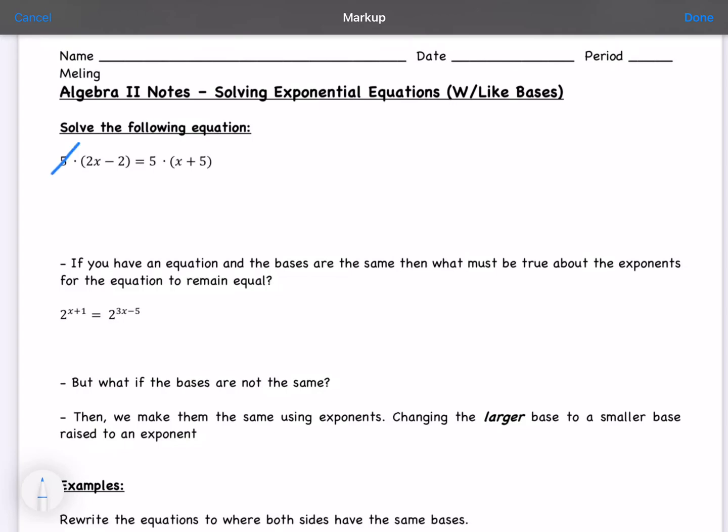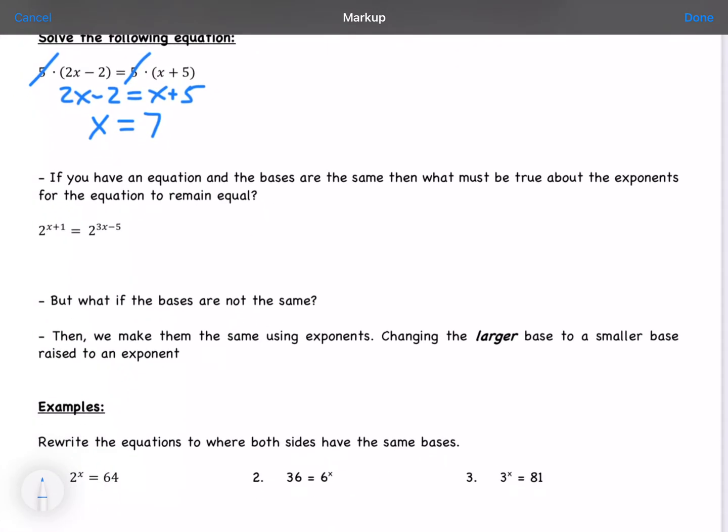Well, we would get rid of the 5's because they both have it. We would divide them out. So then we would just have 2x minus 2 equals x plus 5. We wouldn't actually multiply 5 through by everything. So then when we solve, we would subtract x, and we'd end up with x, we'd add 2, we'd end up with x equals 7. So the same thing is going to happen with exponents when we're solving.